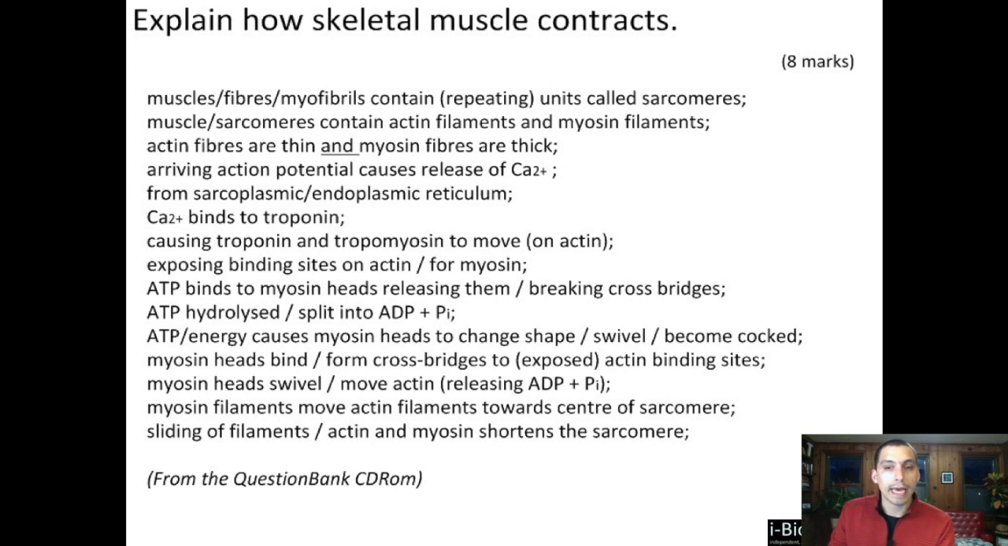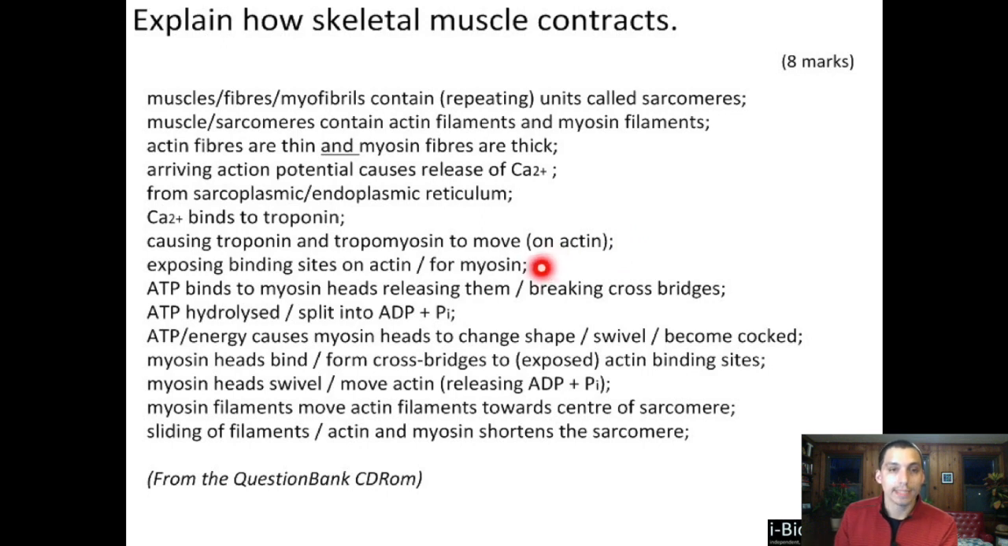And here would be a sample mark scheme to a question such as that. So we would have that the muscles contain repeating units called sarcomeres. That's 1 mark, which you can see indicated by the semicolon at the end there. Muscles and sarcomeres contain actin and myosin filaments. The actin fibers are thin and the myosin fibers are thick. An action potential arrives and causes release of calcium ions. That calcium is released from sarcoplasmic reticulum. That binds to troponin, which is a little bit more detail than we went into on the last slide. That causes troponin and tropomyosin to move on the actin.